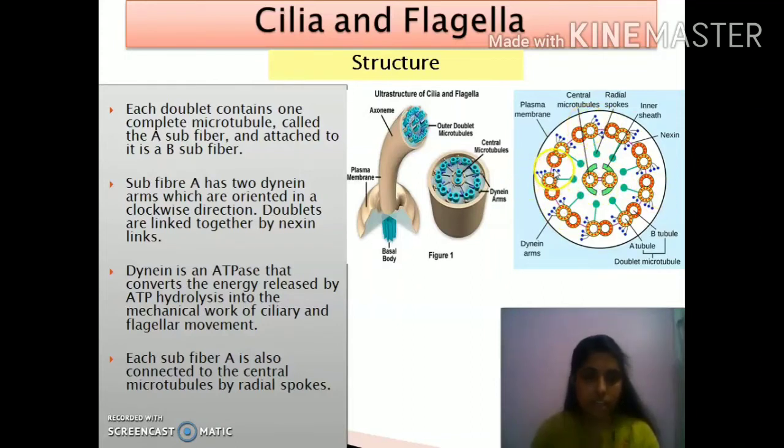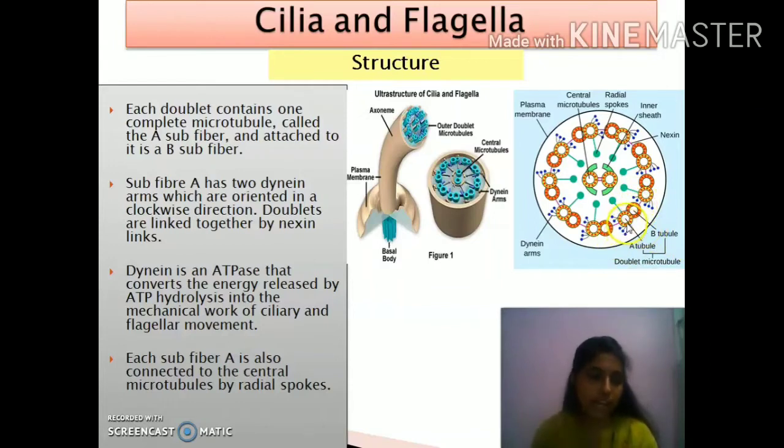Now see, we're talking about these microtubules here. So each doublet consists of two parts, right? One, two. So one is termed as the complete microtubule called A fiber. So here this one is the A fiber or the A tubule. Have you seen this one? And this one is the B fiber or B tubule.